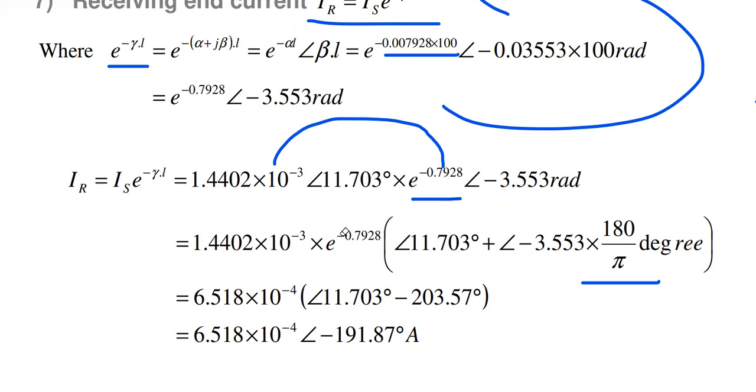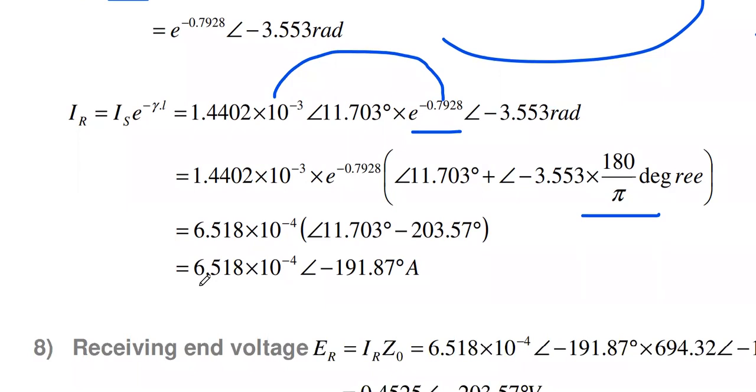So the magnitude part, you just multiply, and we get 6.518 into 10 to the power minus 4. The angle part, after multiplying with 180 by pi, is converted into degree. So the two angles, you just add them. So we get minus 191.87 degree amps. This is the received current.